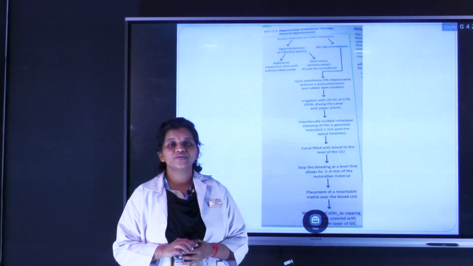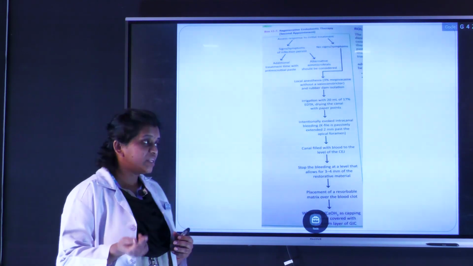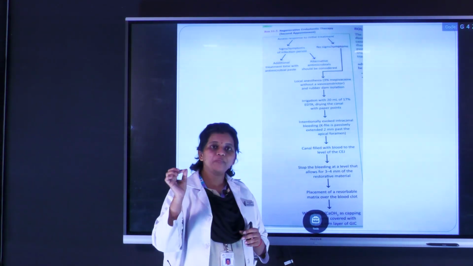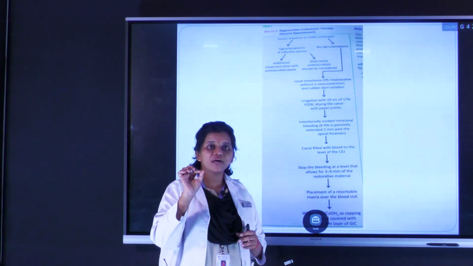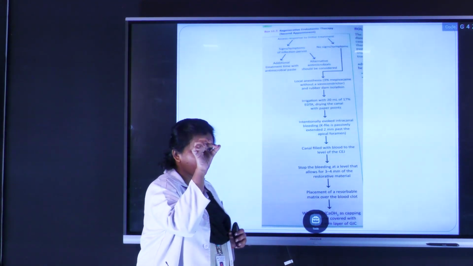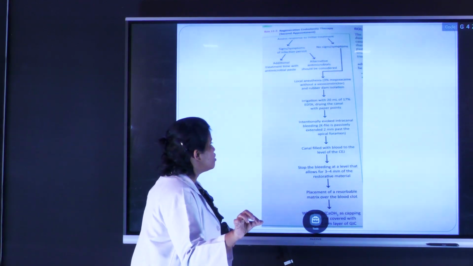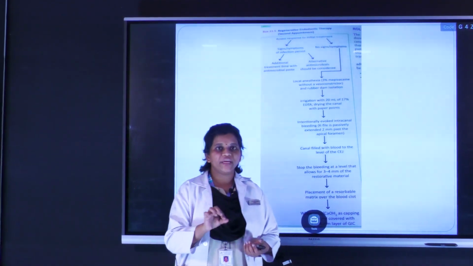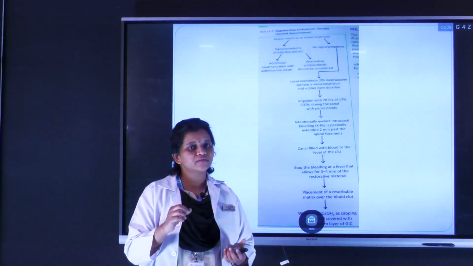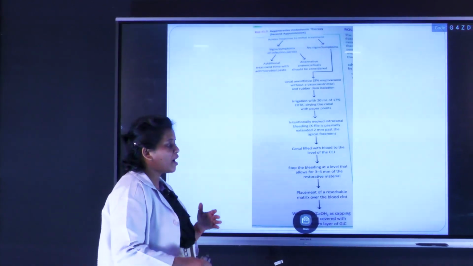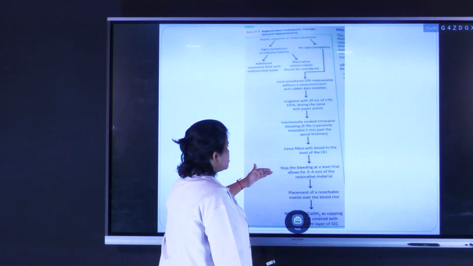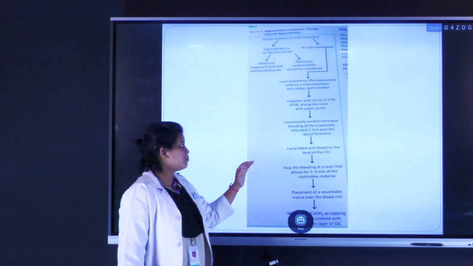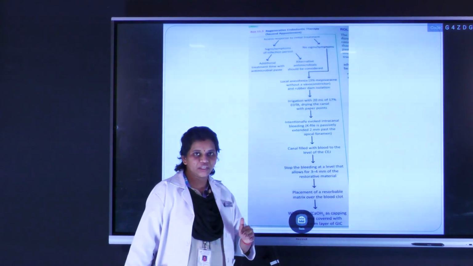Next, we take a 15 K file and we go beyond the working length, 1 mm or 2 mm past the apical foramen, so that we can induce bleeding. Whenever the file goes beyond the apex, there's bleeding. So we go 2 mm beyond the apex, we induce the bleeding, and we have to ensure that the bleeding fills the cavity up to the level of the CEJ.